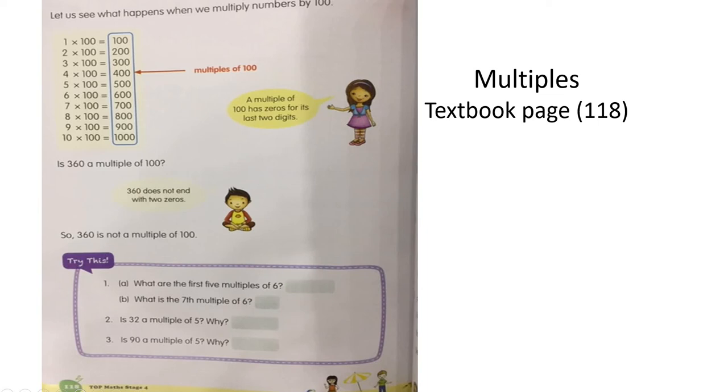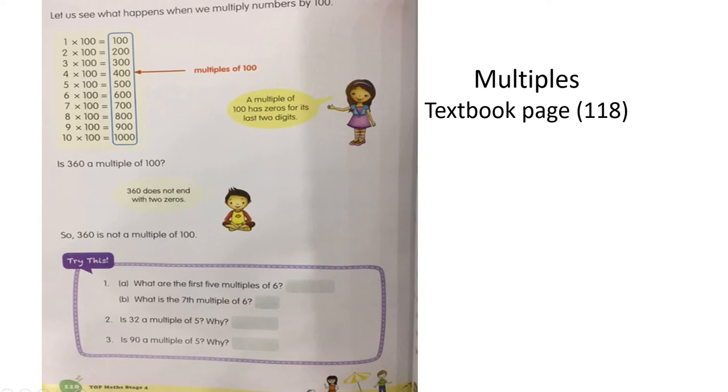When you multiply any number by 100, you will have the same number with two zeros, like 7 times 100 equals 700, 8 times 100 equals 800. What if I multiply a bigger number, like 22 times 100? The answer is going to be 2200, right? So we write the number and then add the zeros for the answer.